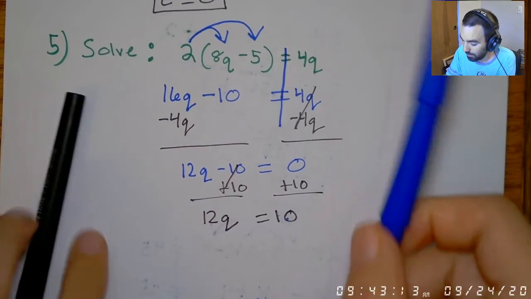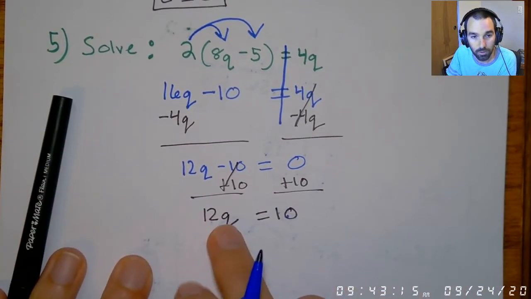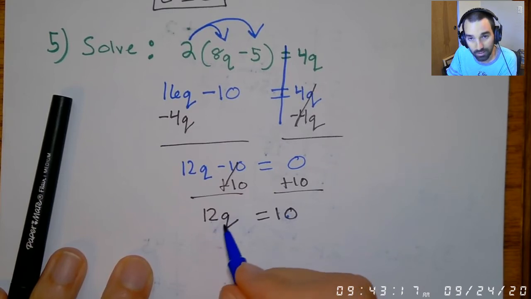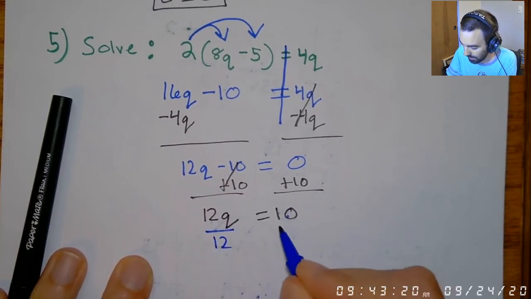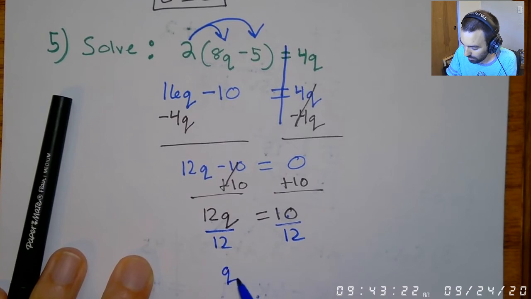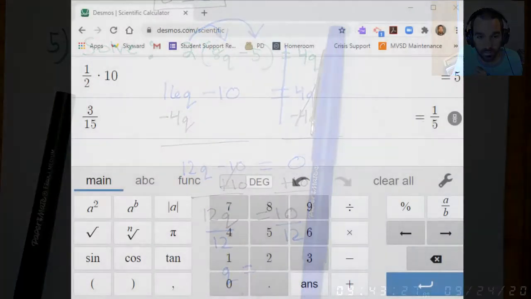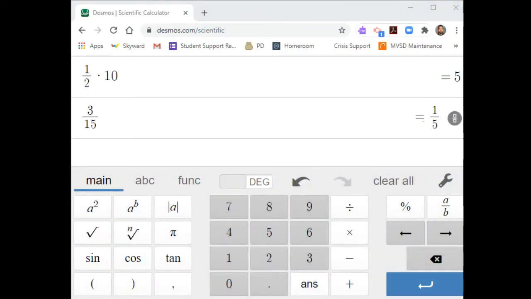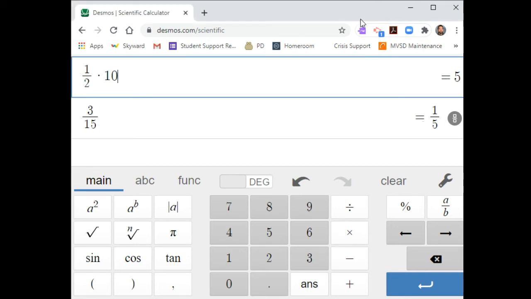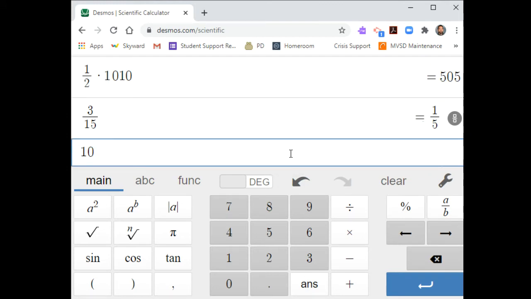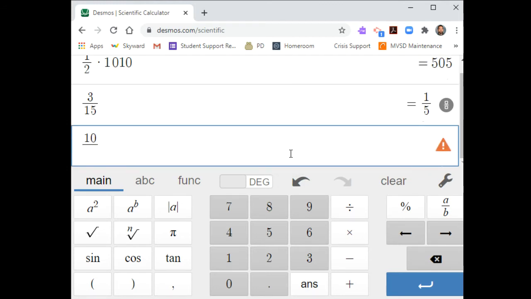All right. And then my very last step here, I have 12q, so 12 times q. The opposite of multiply, right, is divide. So I'm going to get q equals, now this one I'm going to do in my Desmos calculator. I'm going to have 10 divided by 12. If you hit the divide button on your computer, it automatically does it.